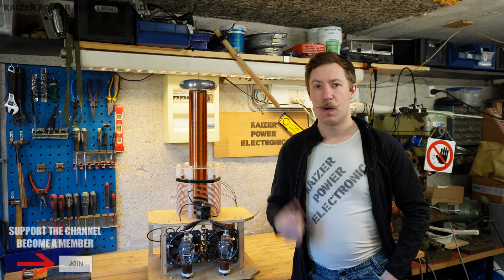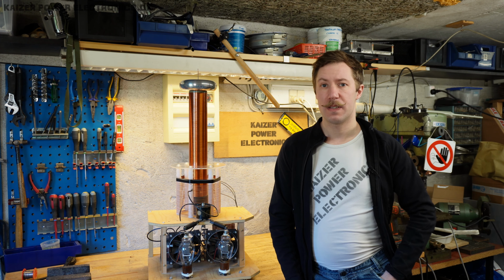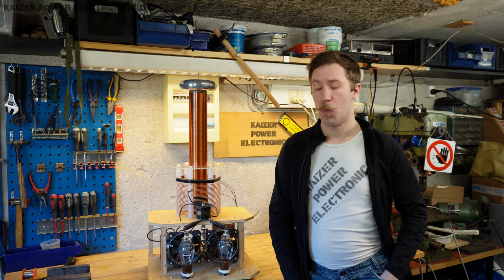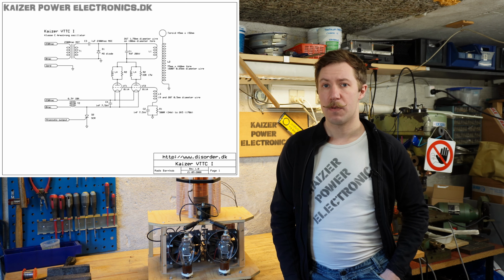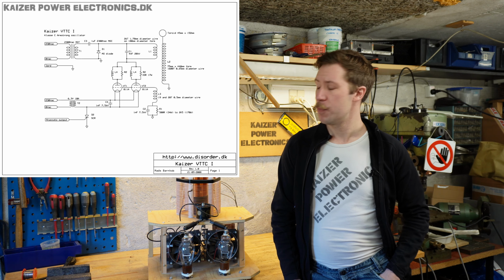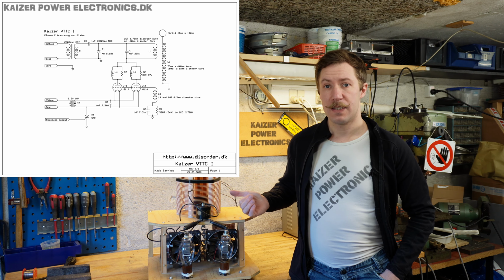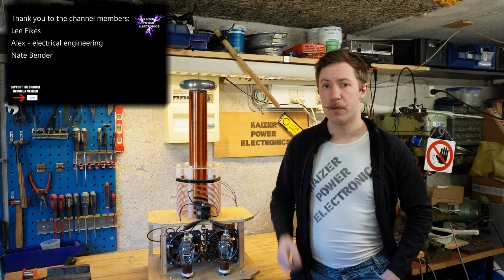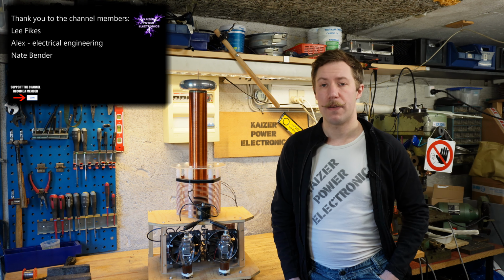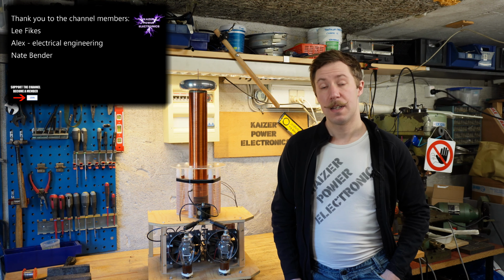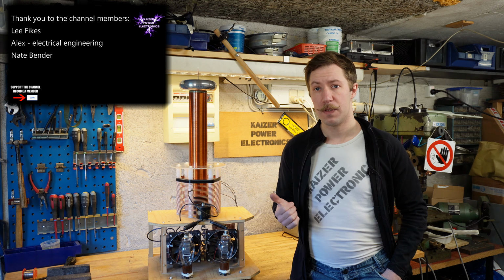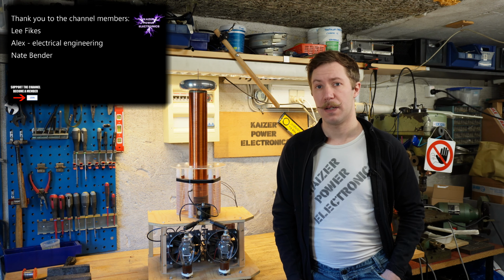Next to me is one of my first Tesla coils, which is the vacuum tube Tesla coil 1. It uses two 811A vacuum tubes to drive the LC resonant circuit and can produce around 25 centimeters of sparks. So let's take a closer look at the components that it is built out of.